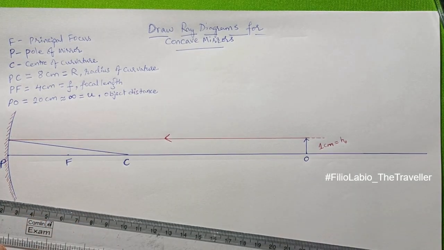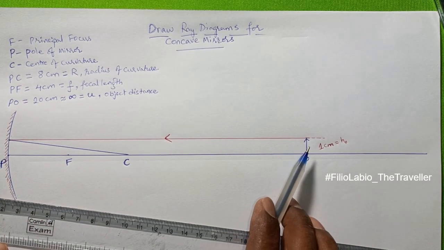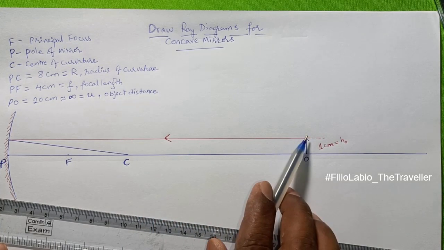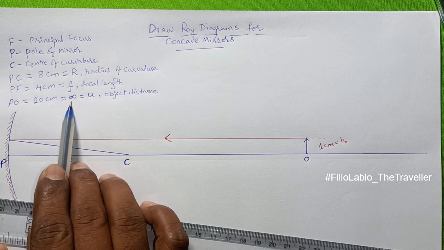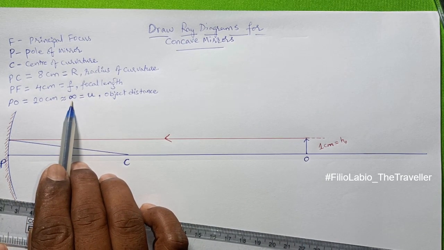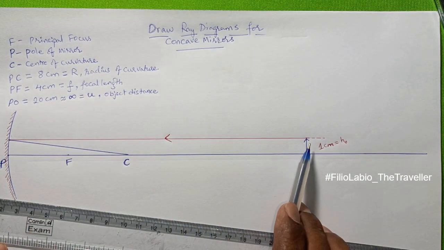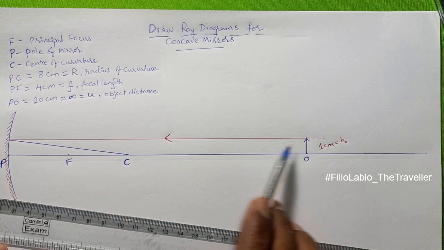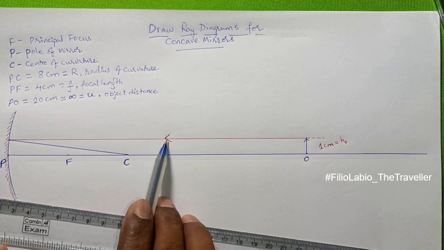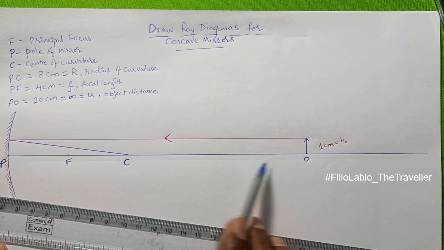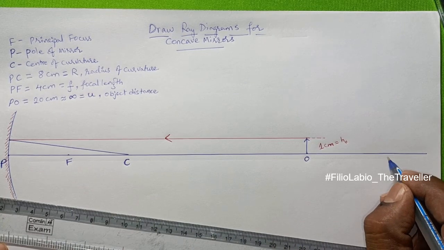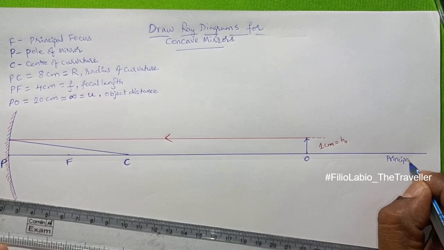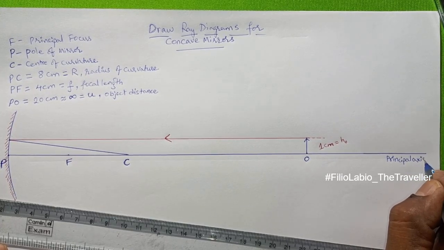Now, because the incident ray is coming from infinite distance, as we have already mentioned, this light ray coming from infinity will always be parallel to the principal axis. This is the principal axis. Right? We will write here as principal axis.